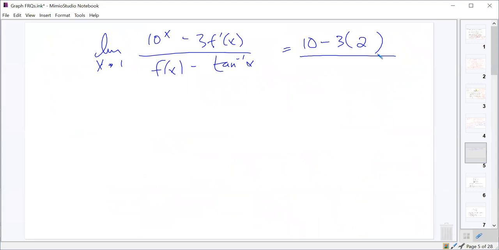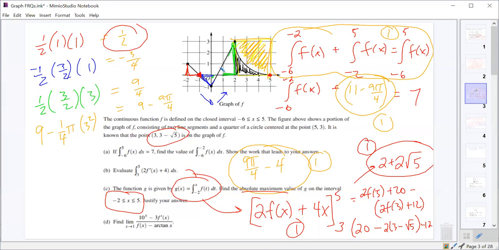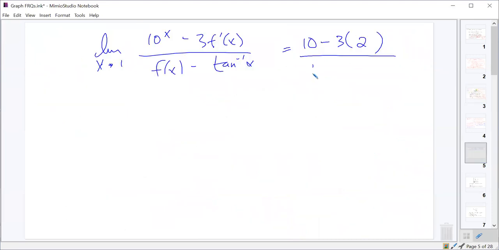And then in the denominator, we have f of 1. Well, let's go back and look at our graph. What's f of 1? It's 1. And then minus the inverse tangent of 1. What's the inverse tangent of 1? Pi over 4. So literally that is your answer. 4 over 1 minus pi over 4. My guess is that was 1 point. Yeah, 1 point.